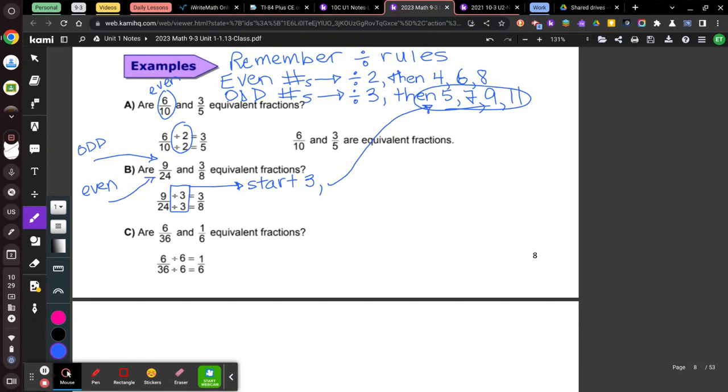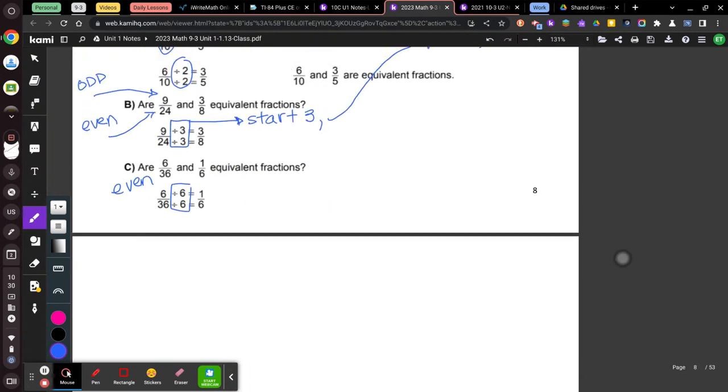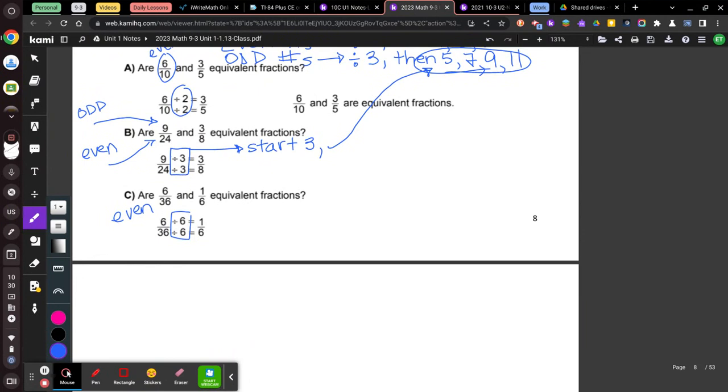Okay. So again, both these numbers are even on letter C. So they chose a larger number to divide by. But again, it's an even number. If they chose a smaller number, they would have just had to divide a couple times. And that's okay. All right, let's take a look at page 9.